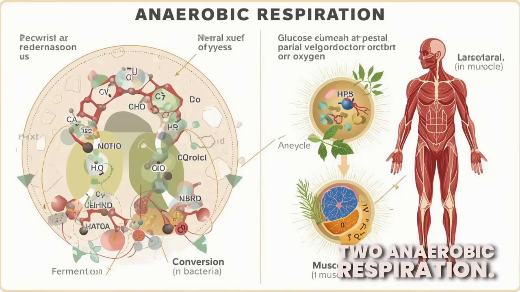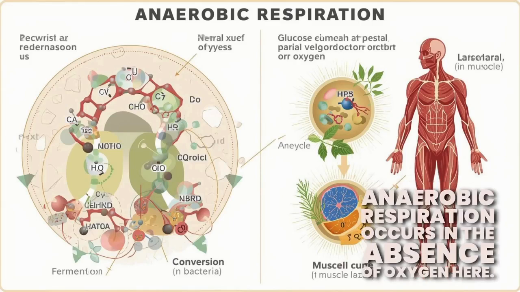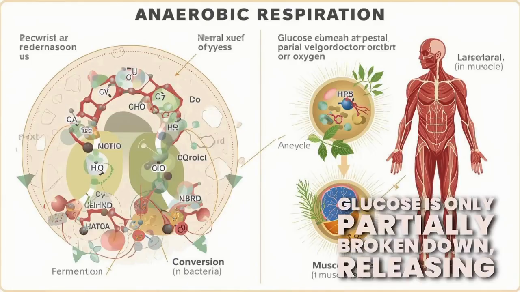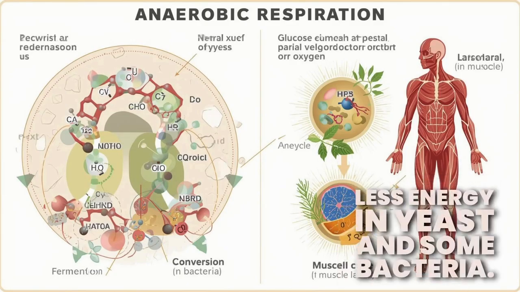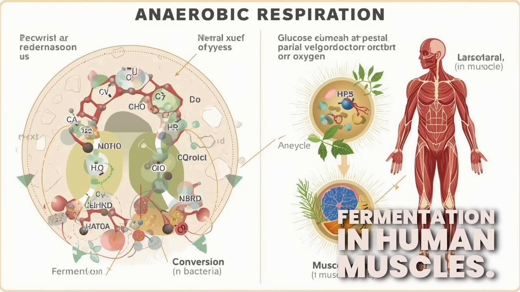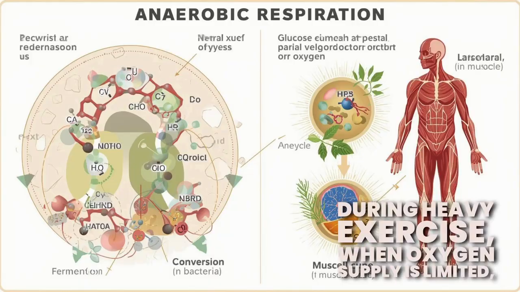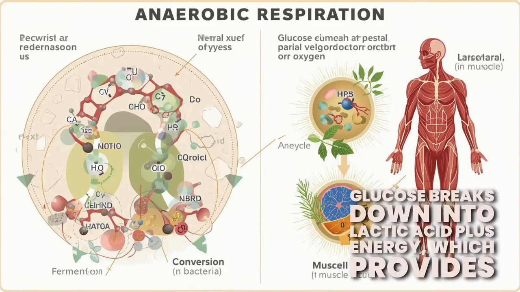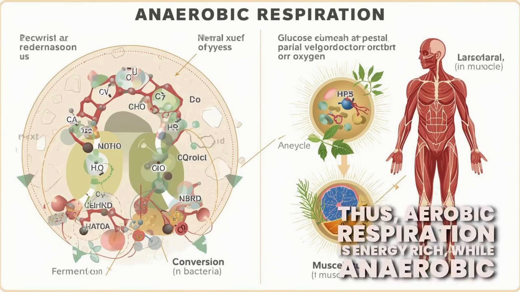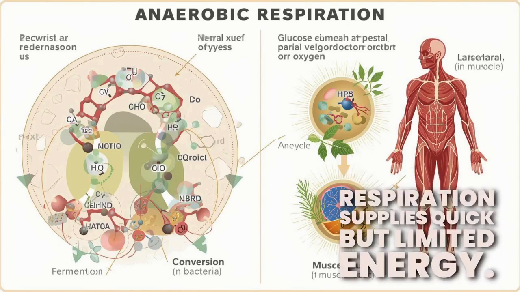2. Anaerobic respiration. Anaerobic respiration occurs in the absence of oxygen. Here, glucose is only partially broken down, releasing less energy. In yeast and some bacteria, glucose converts to alcohol, carbon dioxide, and energy, called fermentation. In human muscles, during heavy exercise when oxygen supply is limited, glucose breaks down into lactic acid plus energy, which provides extra energy but causes muscle cramps and fatigue. Thus, aerobic respiration is energy-rich, while anaerobic respiration supplies quick but limited energy.